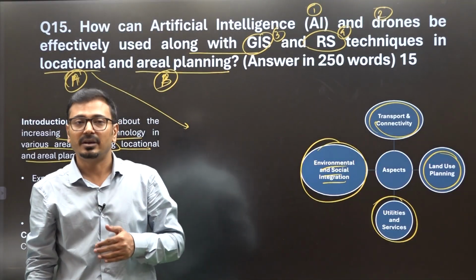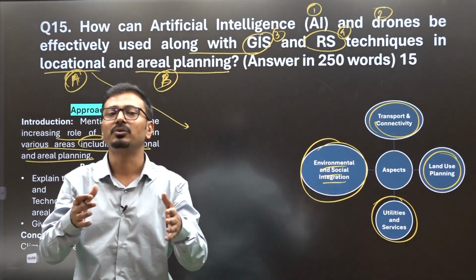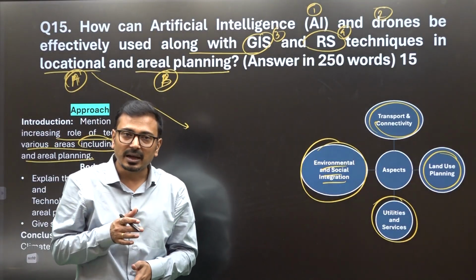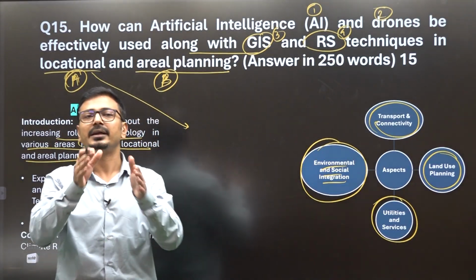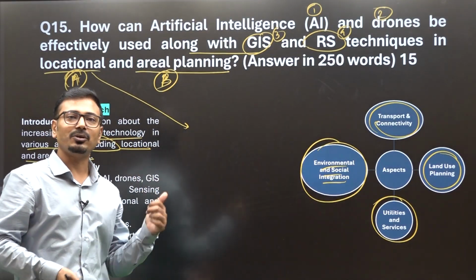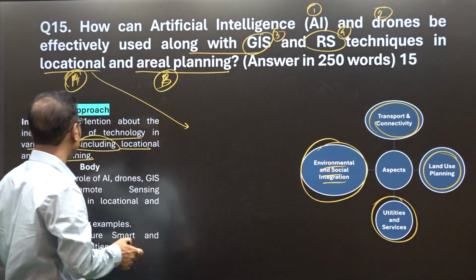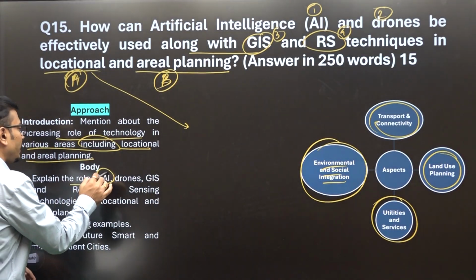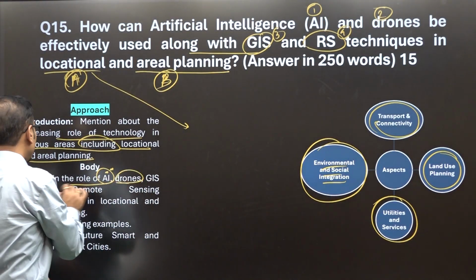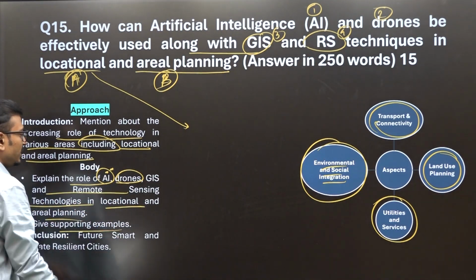And that means if we are supposed to take a decision on that particular locational planning, we need to check whether we are exploring all the alternative sites for that purpose. And for that, technology is very helpful. So in this manner, we will give all the examples by explaining the role of AI, artificial intelligence, drones, GIS, and remote sensing technologies in locational planning.